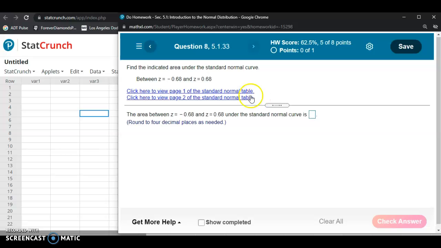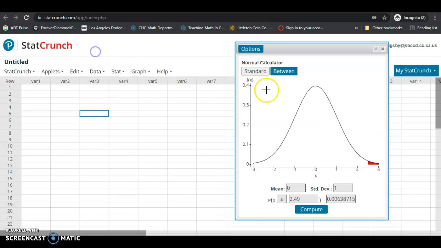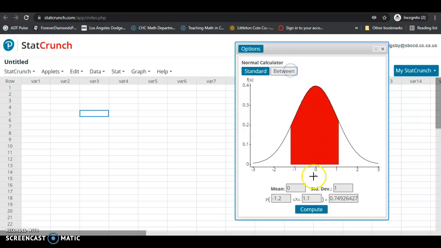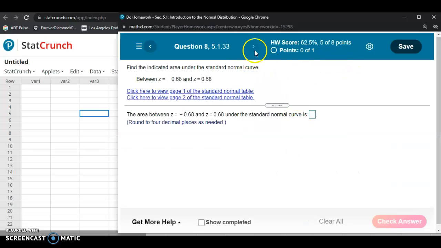I'm going to go ahead and skip number 8. Number 8 is asking me to find the area between those two z-scores, just like what we talked about before. To find an area between two values in the normal calculator, select between, type in the mean and standard deviation, which in this case are still 0 and 1, then type in the two values here, and then click compute.